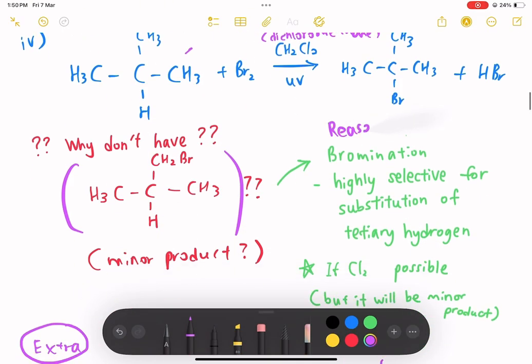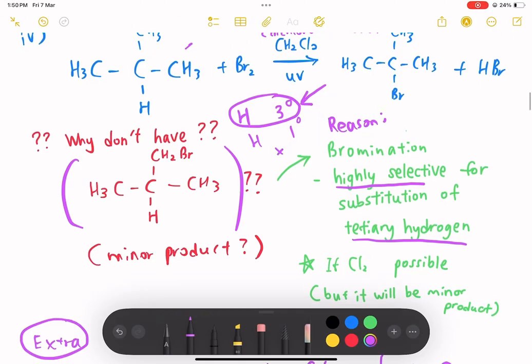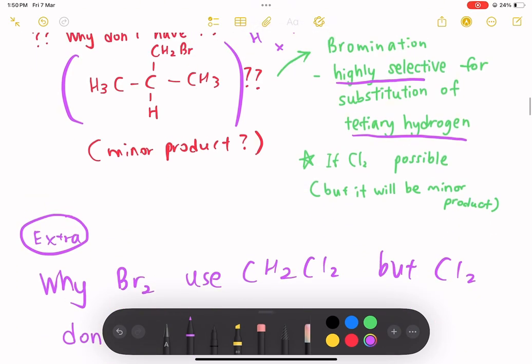The reason is that bromination is highly selective for substitution of tertiary hydrogen. It means that if there is a tertiary hydrogen and a primary hydrogen, it will select the tertiary one because it is more stable, and it will not choose primary, so it will not form a minor product. However, for Cl2, it is possible to form a minor product.